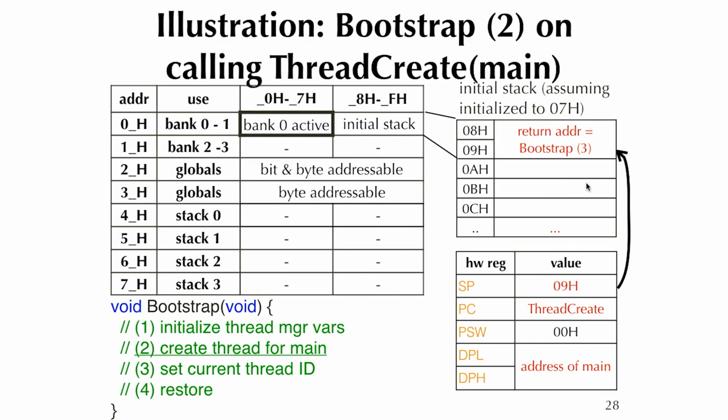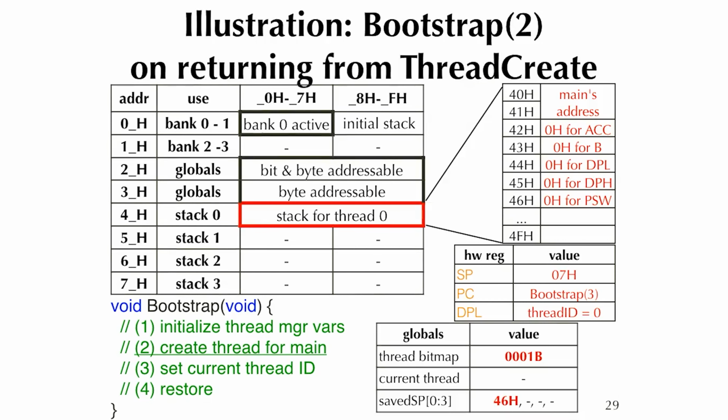It's pushing the return address back to bootstrap, so that would be the return address at step 3 of bootstrap by the time it returns. Now PC is pointing at create thread, because we're calling create thread. The stack pointer has the return address, and DPL/DPH has the address of main. Remember, SDCC uses DPL/DPH, or DPTR, to pass the parameter, because main's address is 2 bytes.